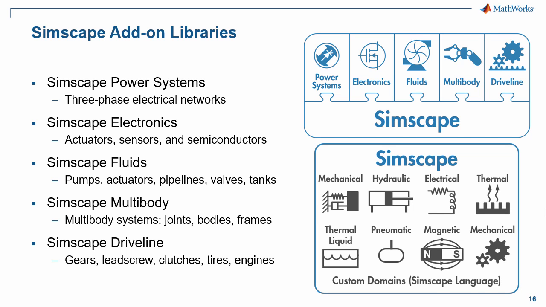Here is a summary of the modeling capabilities in Simscape and its add-on products. The Simscape platform has libraries in a number of different physical domains, and you can add your own custom domains and components using Simscape language. In the Simscape add-on products, you will find more advanced components and capabilities such as three-dimensional modeling and animation in Simscape Multibody and a range of analysis tools in Simscape Power Systems.